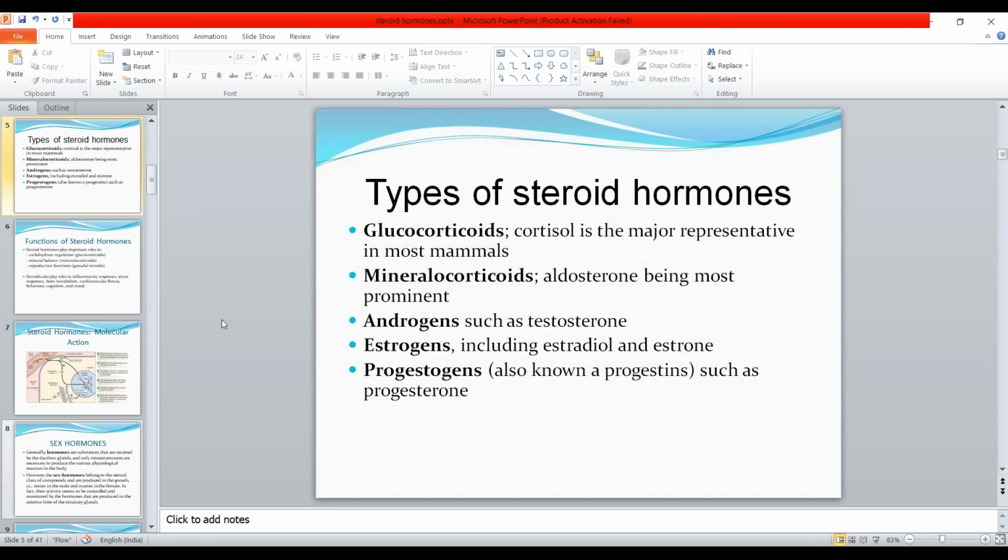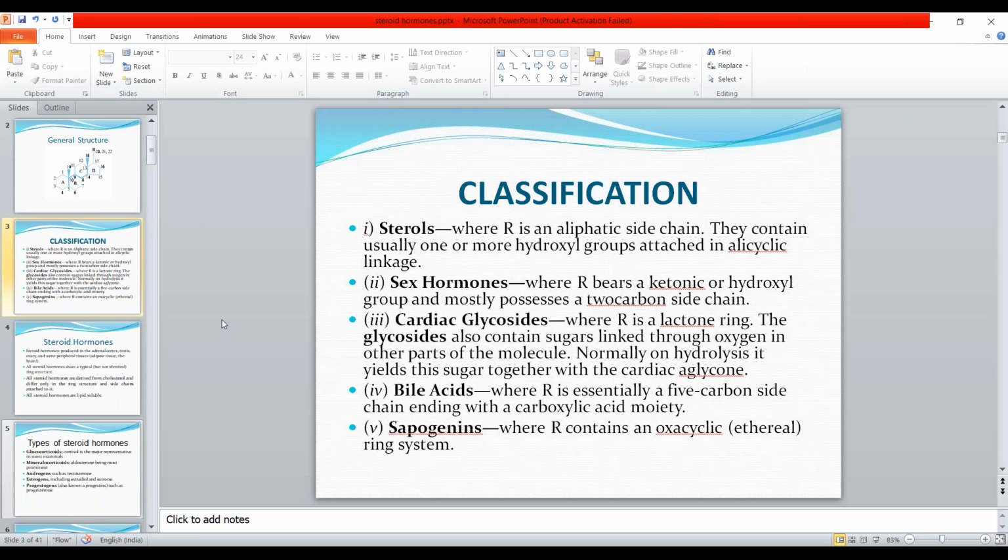Okay, so we have seen this. We have seen the different types: sterols, sex hormones, cardiac glycosides, bile acids, saponins or sapogenins, you can call them. This is the classification of sterols.